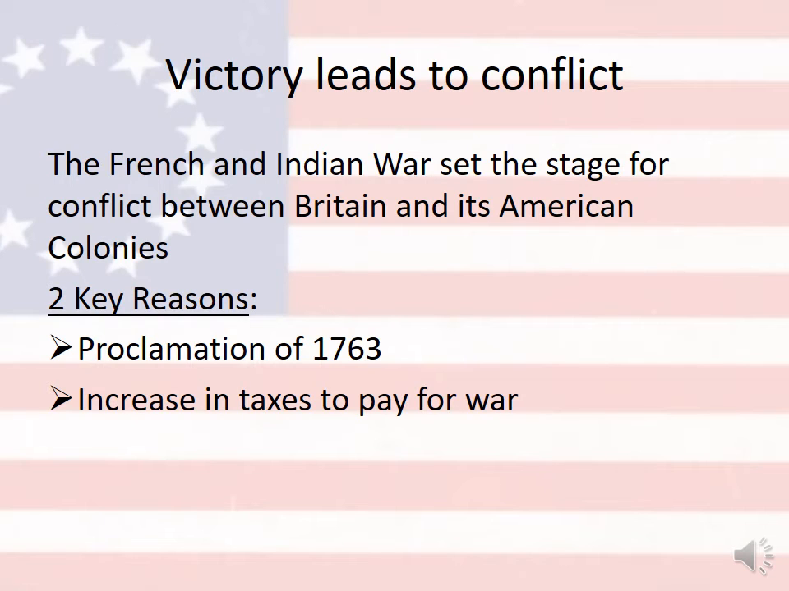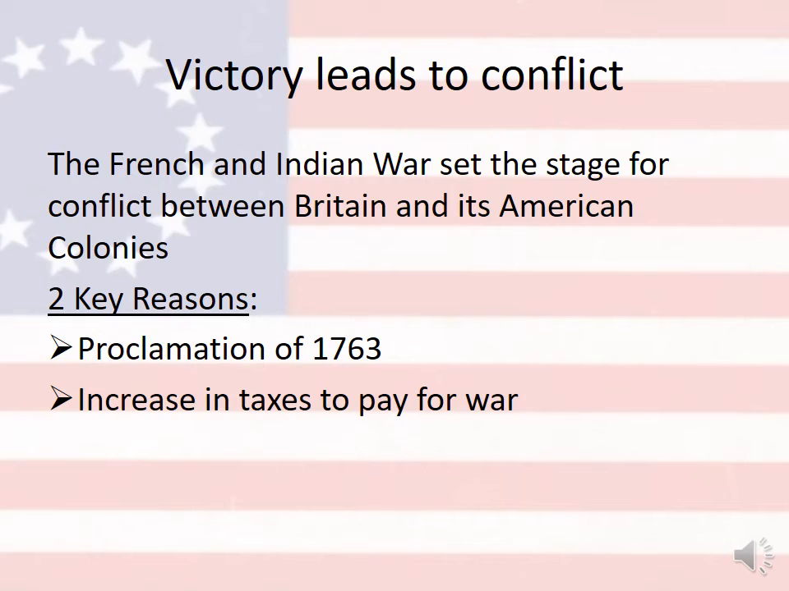So victory leaves the conflict. This is kind of what I was talking about on the last slide. The French and Indian War sets the stage for the conflict between Britain and its American colonies. The main reason is the Proclamation Line of 1763. The colonists want to move west of that line. Like I said on the previous slide, they disobey, and the reason Great Britain doesn't want them moving past that line, moving to the west, is because they're tired of fighting with the Native Americans and they just want peace.